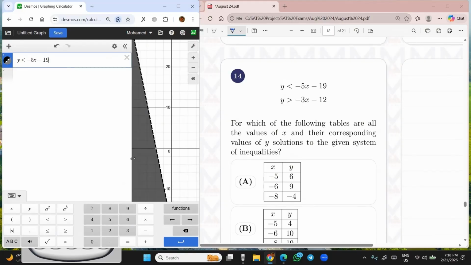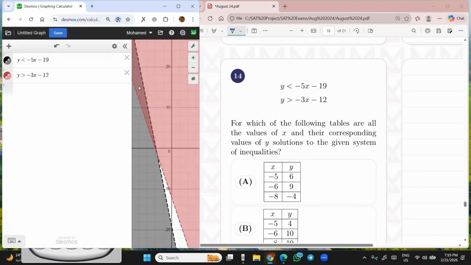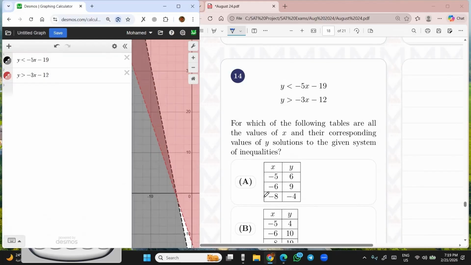And as you can see, there is a shaded part, a shaded region. And then the second one, y is greater than, and we write negative 3x minus 12. And as you can see, this red part here is the solution. So we can insert these points and see when the point is inside this area, this is a solution.